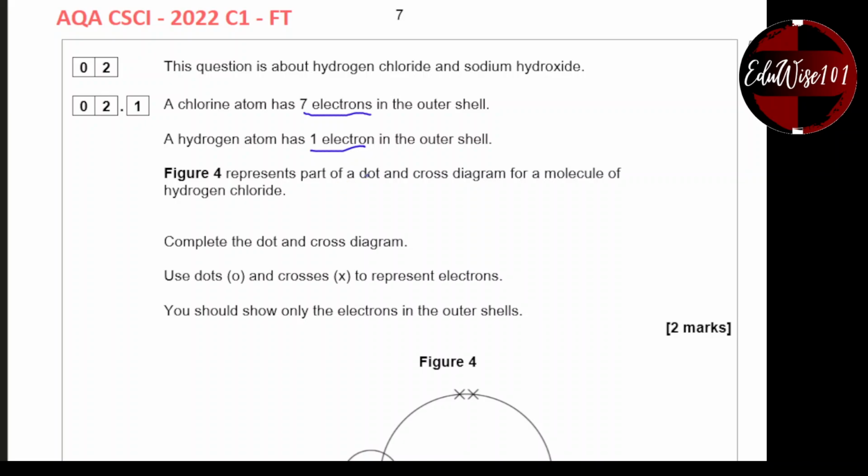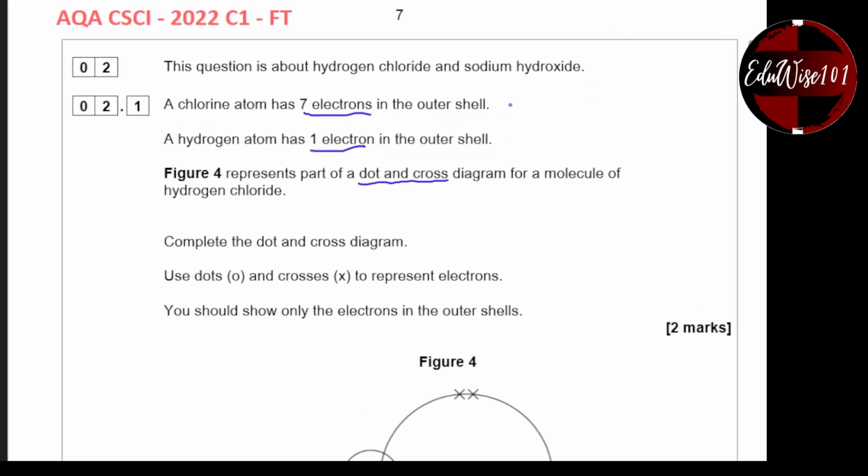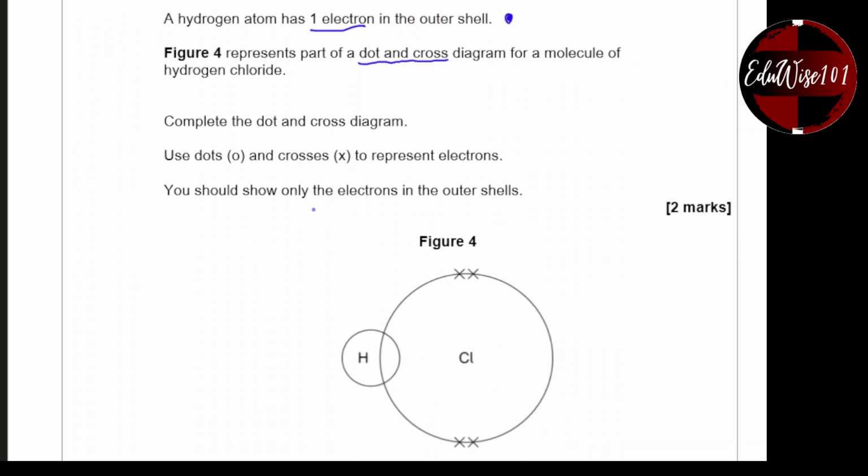Figure 4 represents part of a dot and cross diagram for a molecule of hydrogen chloride. Complete the dot and cross diagram. Use dots and crosses to represent the electrons. Now, if I say I'm going to use crosses for the electrons in chlorine and hydrogen, I'll use the dot, right? So these two, the dot and the cross, are going to represent the electrons. So complete the dot and cross diagram.